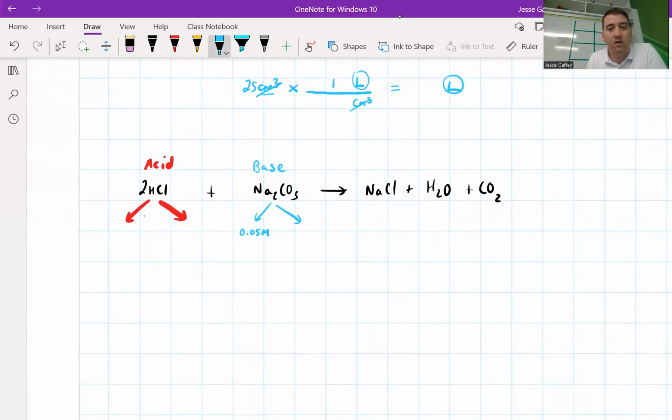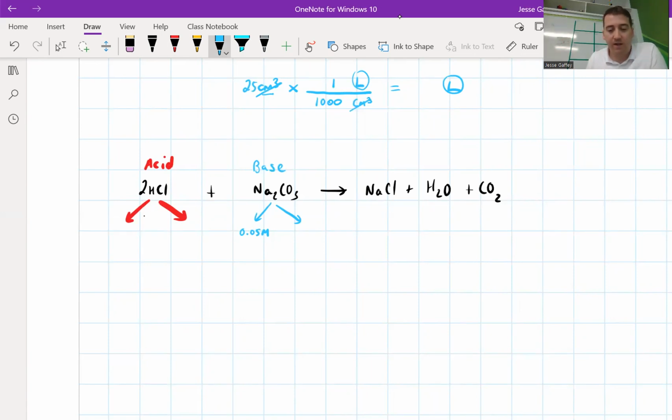So there's 1 liter for every 1,000 centimeters cubed. And that's a fact you just need to know, 1,000 centimeters cubed in a liter. So now I've got a calculation to do, 25 times 1 over 1,000. So 25 times a fraction 1 over 1,000.